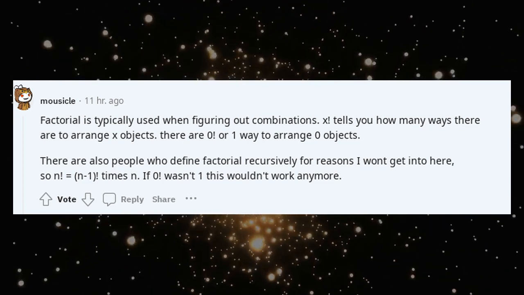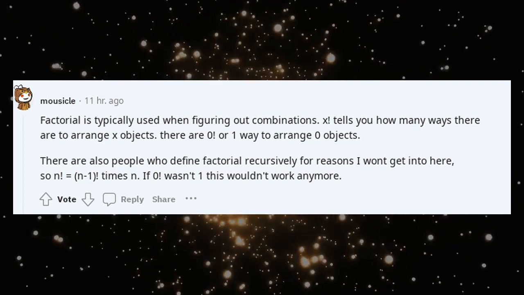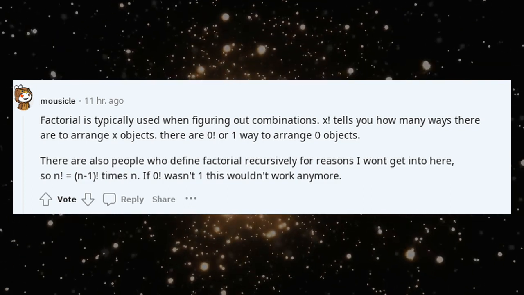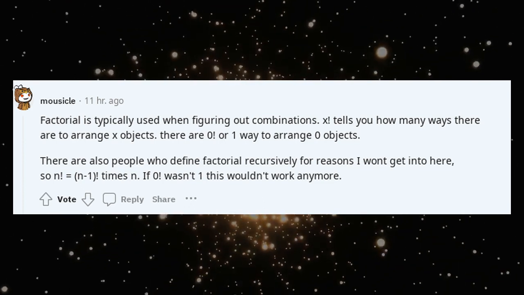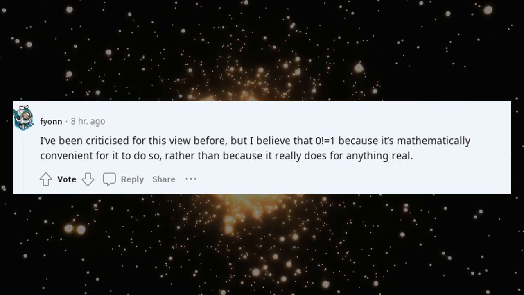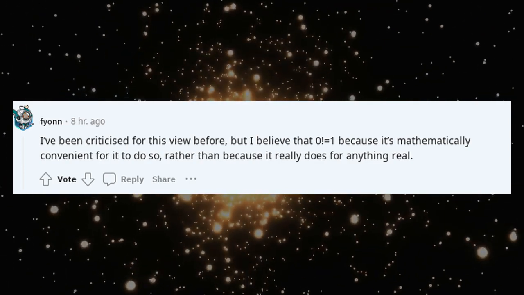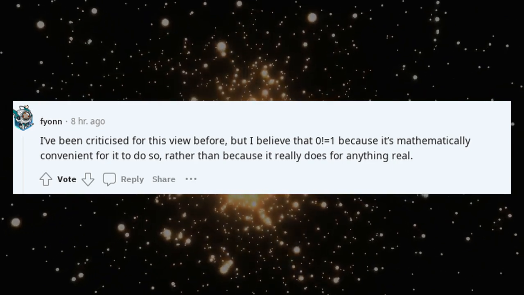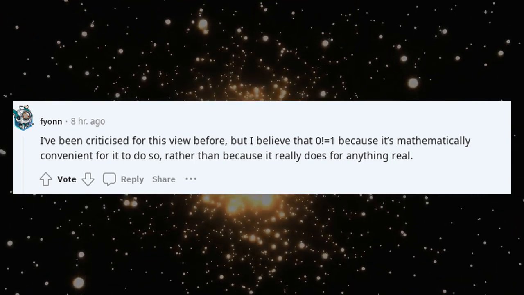There are also people who define factorial recursively, for reasons I won't get into here. So (n+1)! = (n+1) times n!. If 0! wasn't 1, this wouldn't work anymore. I've been criticized for this view before, but I believe that 0! = 1 because it's mathematically convenient for it to do so, rather than because it really does correspond to anything real.